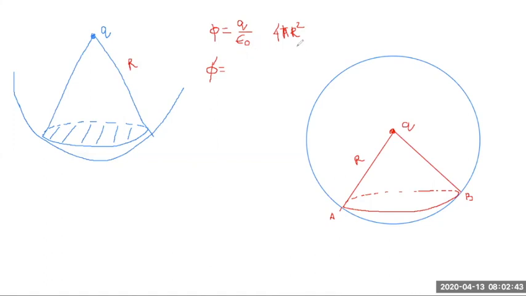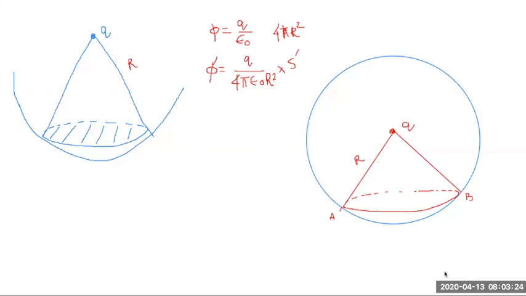So per unit area, the flux passing is basically Q by 4 pi epsilon naught R squared. So the flux passing through this AB area is basically phi dashed, with area S dashed. So if we can find the area S dashed, we will substitute its value here, and we can find the value of phi dashed. So how to calculate that?